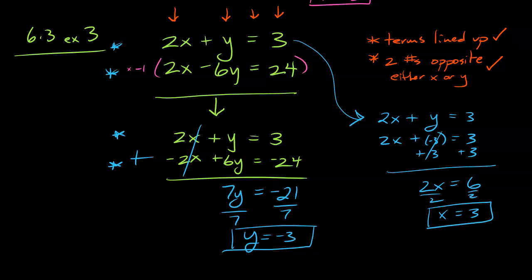So if I had decided to multiply the top one instead, what would have happened is this would have said negative 7. Let me change colors. This would have turned out to be negative 7y and positive 21, and my answer still would have been negative 3. So it actually doesn't matter which one you multiply by, just your choice.